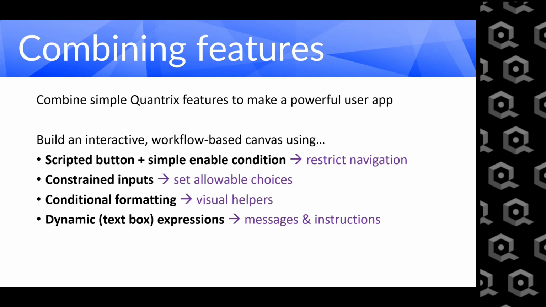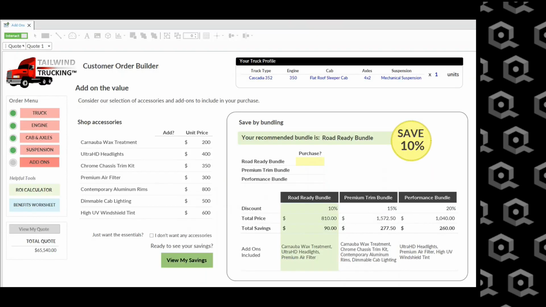So here are the 4 things that we're going to look at. The first one is a scripted button that includes a simple enable condition. That's going to help us restrict navigation for the user as they're walking through the steps that we require of them. Constrained inputs really is going to take the guesswork out of what we want the user to provide for us. Conditional formatting, of course, is going to help us give visual indicators to the user on what it is that we're looking for, what we want to call attention to. And then we'll talk about dynamic expressions, particularly with text boxes on canvases that we can use to give clues and instructions to the users.